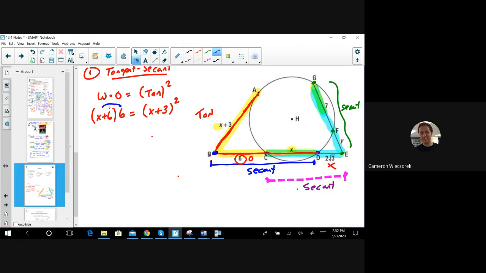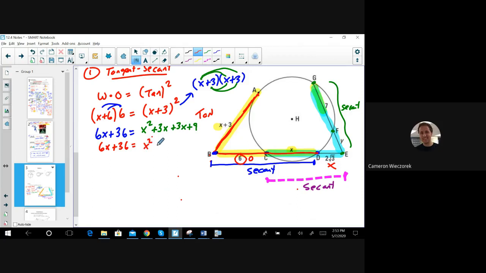Left side's a little bit easier. I just distribute. So I get 6x plus 36. And this one I've got to FOIL out. Remember, this is x plus 3 times another copy of x plus 3. It is not x squared plus 9. It's x squared. Now I do the outer ones, 3 times x is 3x. Now I do the inner ones, 3 times x is 3x. And now I do the 3 times 3, which is 9. So 6x plus 36 equals x squared plus 6x plus 9.